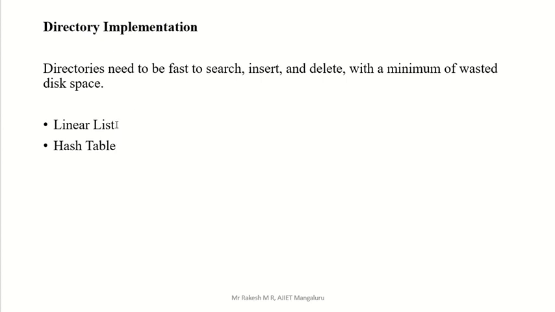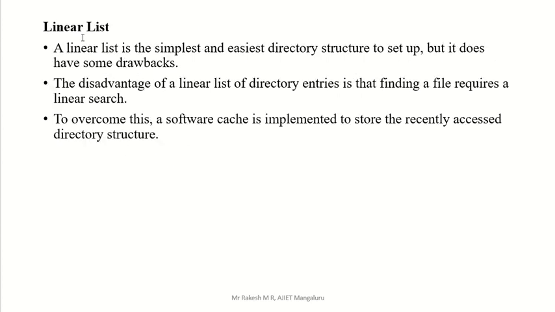There are two methods for implementing it: one is the linear list, one is the hash table. We will see them one by one. The first one is the linear list. Linear list is a directory implementation method where the directory is implemented in a linear manner. A linear list is the simplest and easiest directory structure to set up, but it does have some drawbacks. I will explain that in a simple manner.